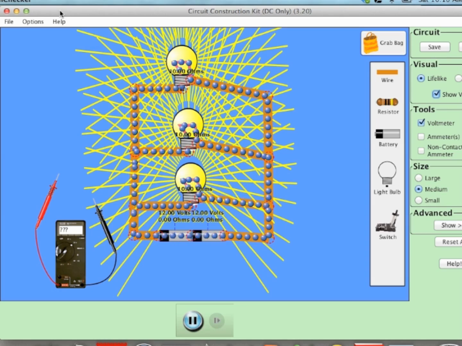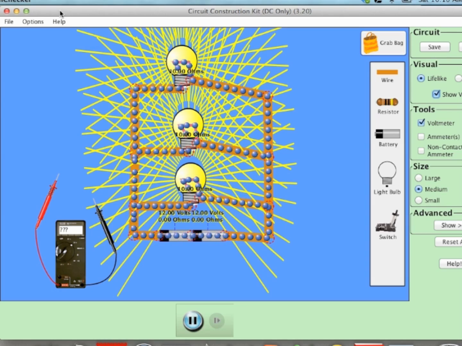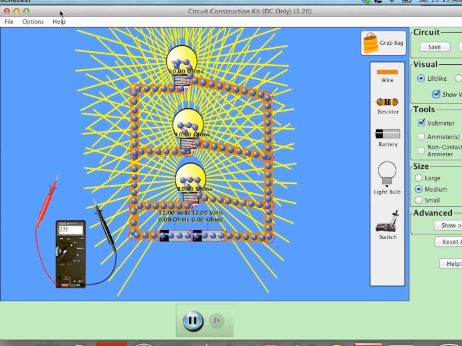And that's because each of these bulbs has access to the same voltage. Each bulb has 24 volts. Instead of being dissipated or spread out over the different bulbs as they were in series, here in parallel, each bulb has access to the same voltage.